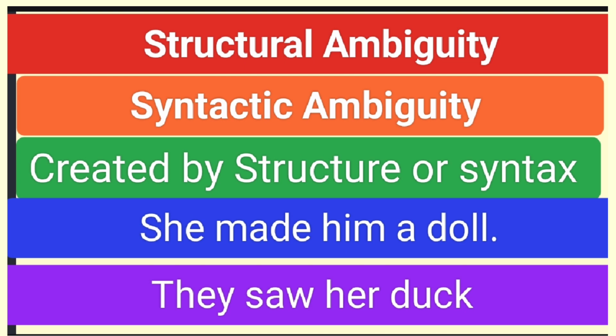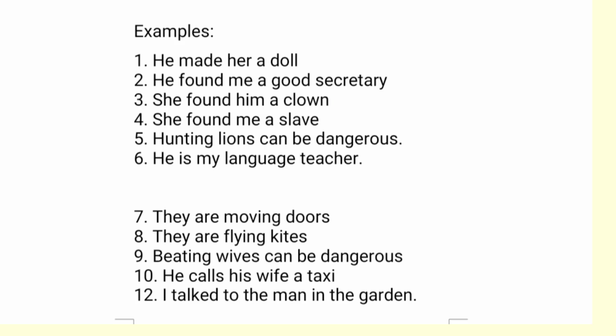I'd like to give a few examples here which I think you should try and solve and write two meanings of those sentences if you know them. Okay, here are the examples. The first one is, he made her a doll. He found me a good secretary. She found him a clown. She found me a slave. Hunting lions can be dangerous. He is my language teacher. This is one set of examples. There are a few more examples. If you know two meanings of these sentences, please write them in the comment box.